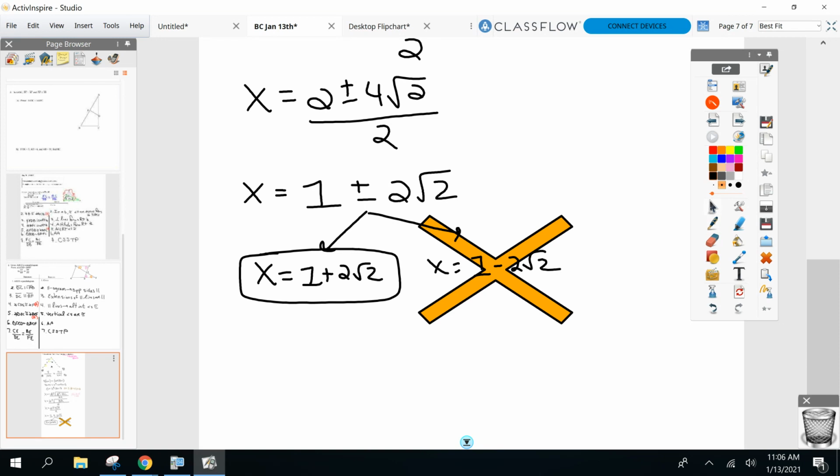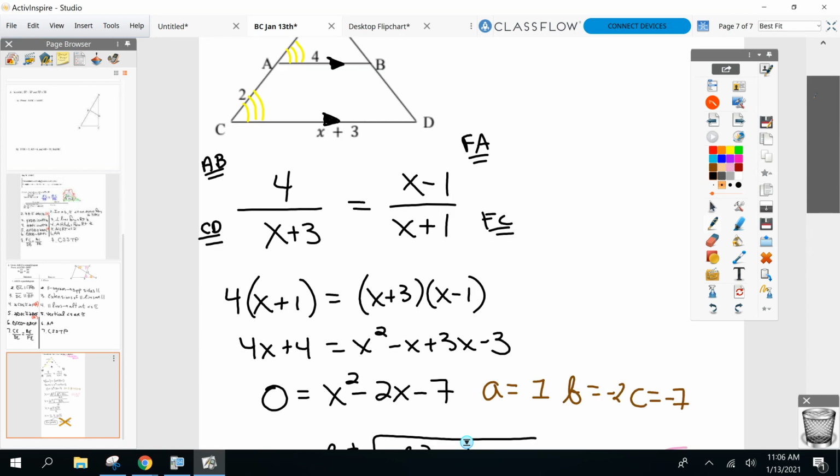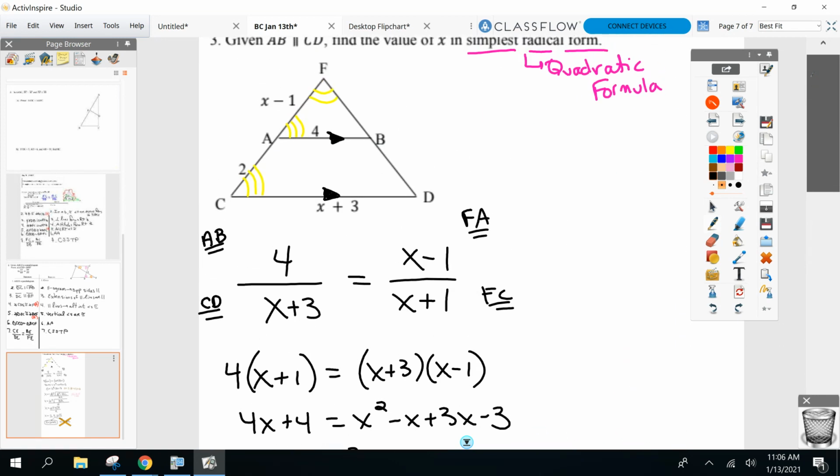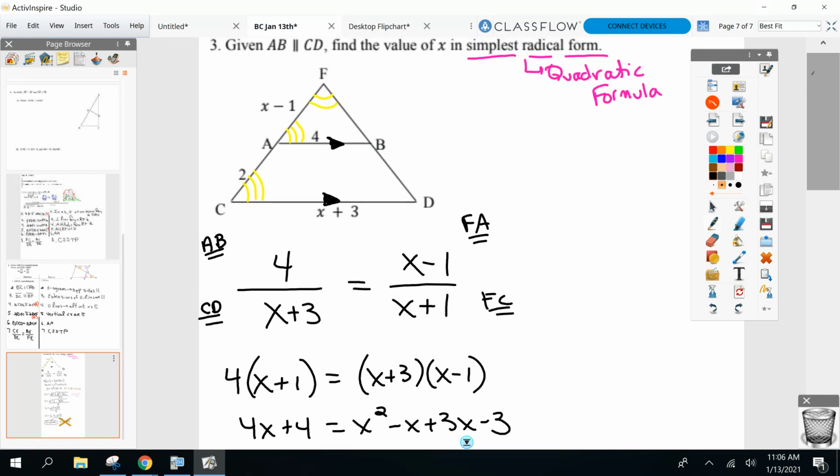I have a quick question. Yeah, go ahead. Why would FC, when you're making the proportion, be x plus 1 instead of 2x minus 2? Okay, because if I want to get the length of FC, Radhika, I'm going to take FA and add it to AC. You agree? Right. Okay, so FA is x minus 1, AC is 2.